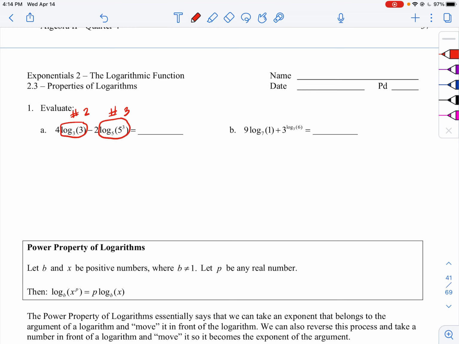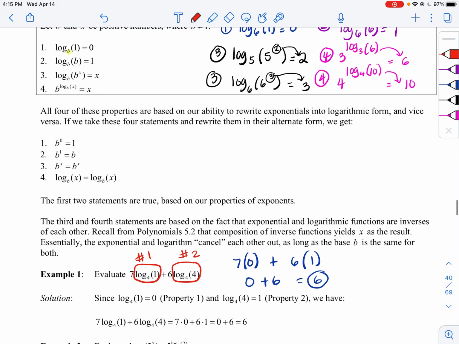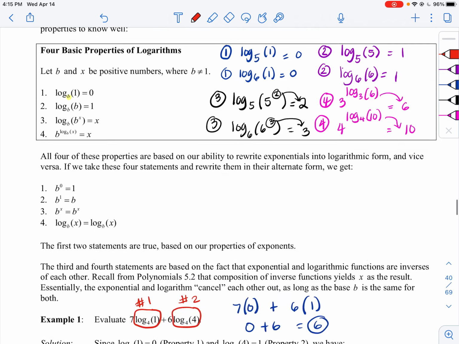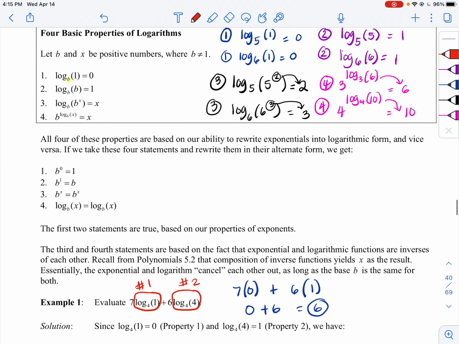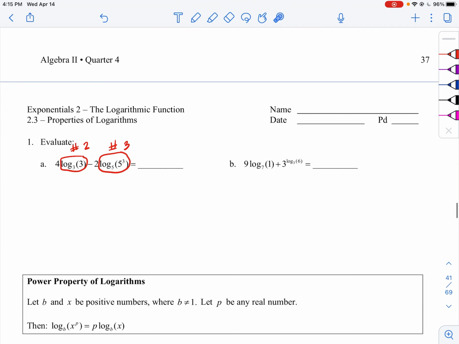Rule number 1 says that the answer is just 0. Rule number 2 shows an answer of 1. So going back here, this is going to be 4 times 1 minus 2 times rule number 3, which has an answer of whatever the exponent is, which is 3. So this is 4 times 1 is 4 minus 2 times 3, or negative 2 times 3 is 6. So our final answer over here is negative 2.